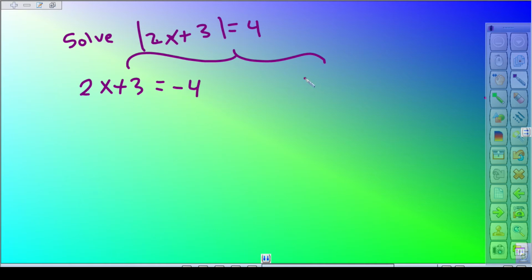Okay, this is 2x plus 3 equals the 4. Because it's equal to, I'm going to split, and when you split, you get rid of the absolute value bars. So in this case, what do you think I'm going to do to solve for x?